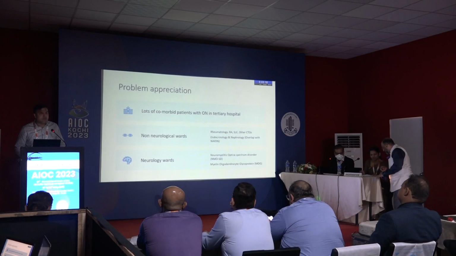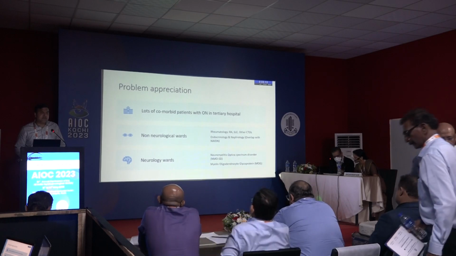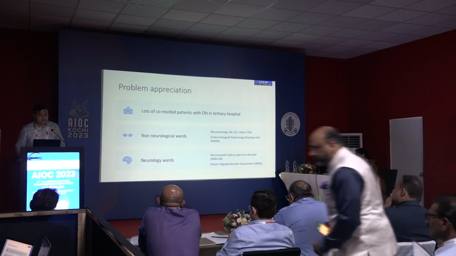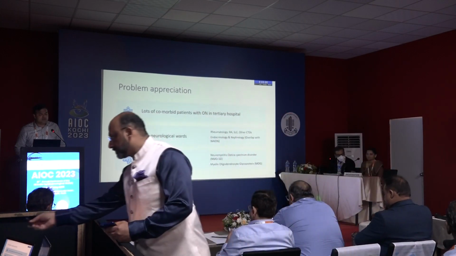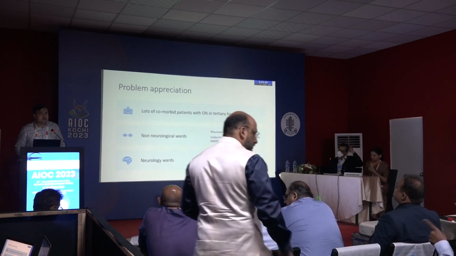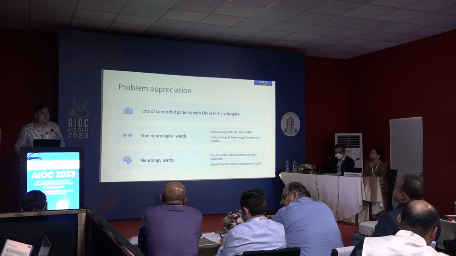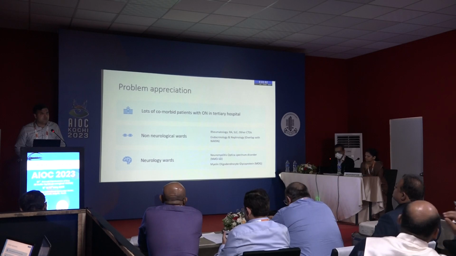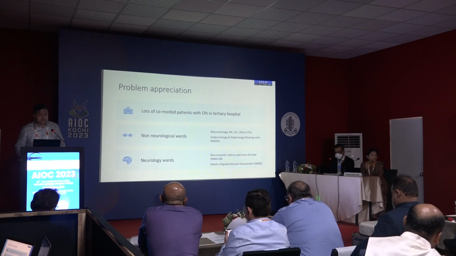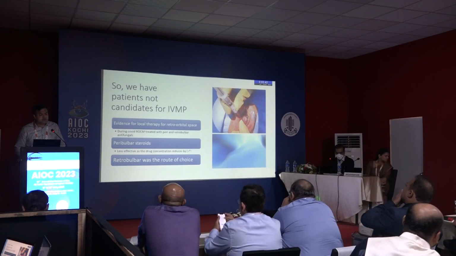But the problem was appreciated when we were working in a tertiary care hospital, and we started getting lots of patients who had comorbidities which prevented them from receiving IV methylprednisolone. They were walking in from non-neurological wards like rheumatology, even from endocrine and nephrology departments, where we saw an overlap between the optic neuritis and NAION spectrum, where even a 70-year-old patient proved to be a confirmed case of optic neuritis on serology. We were also getting atypical optic neuritis patients from the neurology ward, like NMO and MOG positive patients. So we had patients who were not candidates for IVMP.